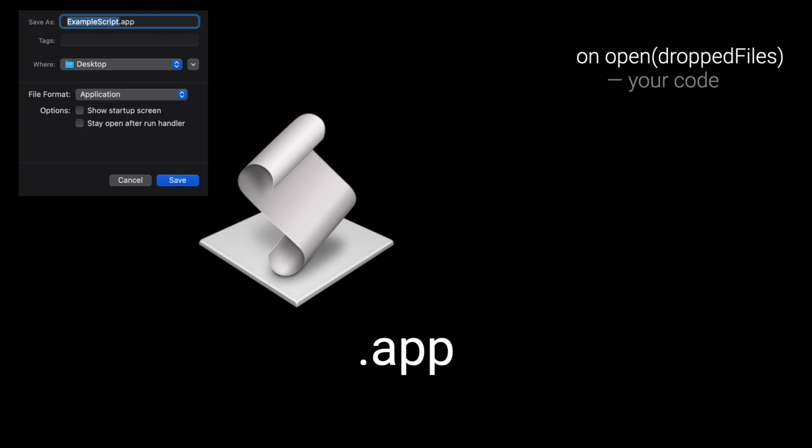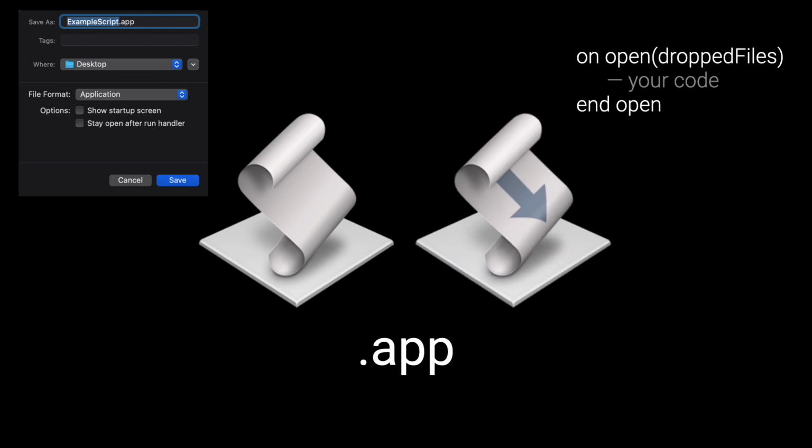In your script, if you add the additional onOpen handler and save your file as an application, that will create what's known as a droplet. A droplet is really the same thing as an applet, except it allows a user to drag or drop one or more files onto the script to execute your code.